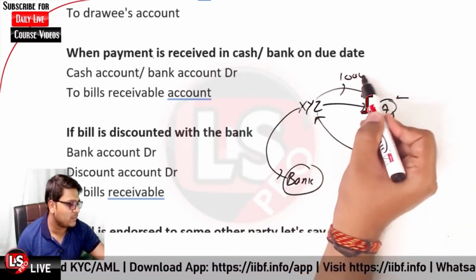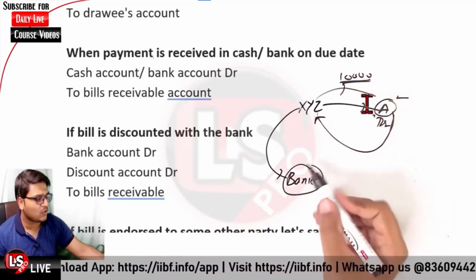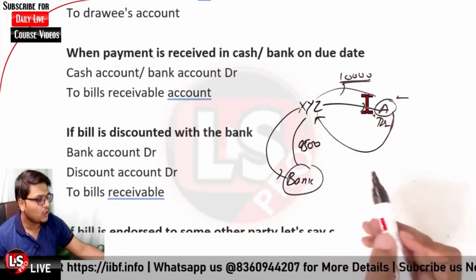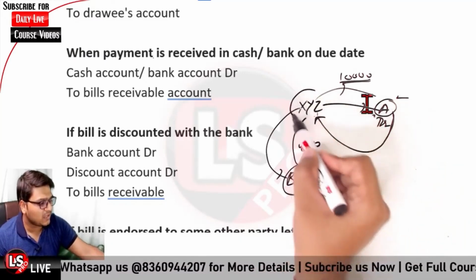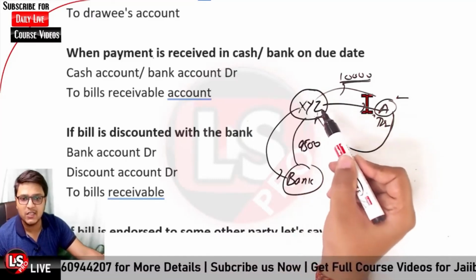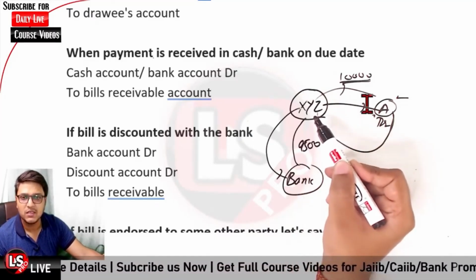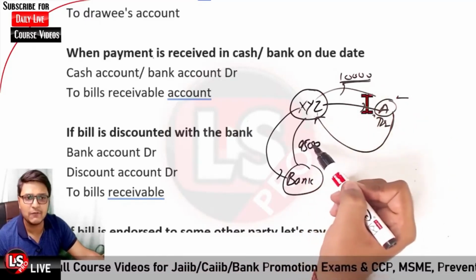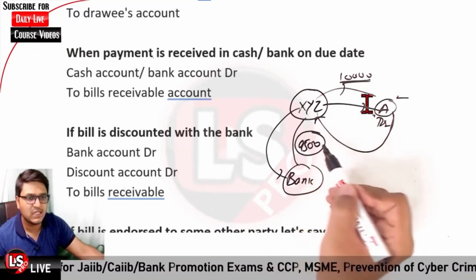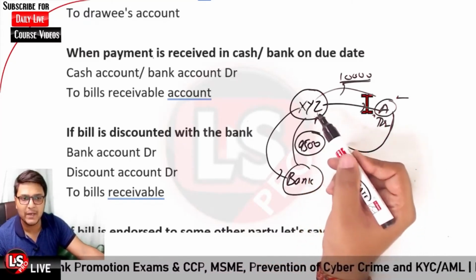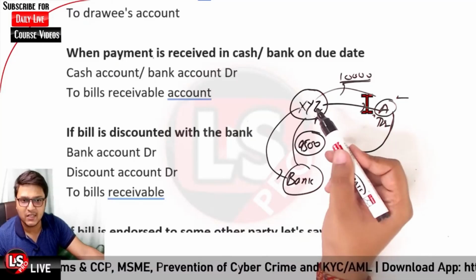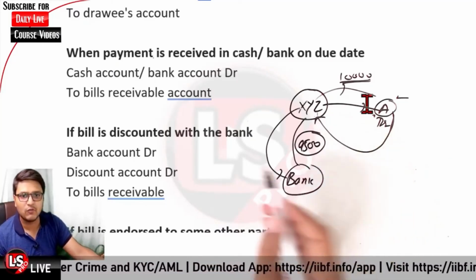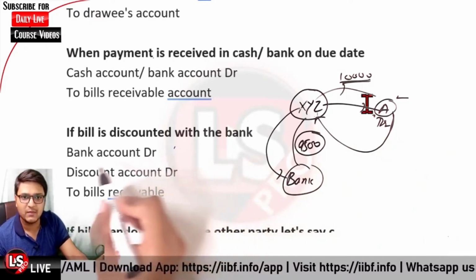Now the bill amounted to rupees 10,000, and the bank discounted it for rupees 9,500. Particularly if we look at this case, XYZ was entitled to receive rupees 10,000, but he has received 9,500. This 9,500 amount is received in his bank account. So the bank account would be debited, because the bank account is an asset account, and an asset account is debited when you have received the money. So 9,500 would be debited over here.